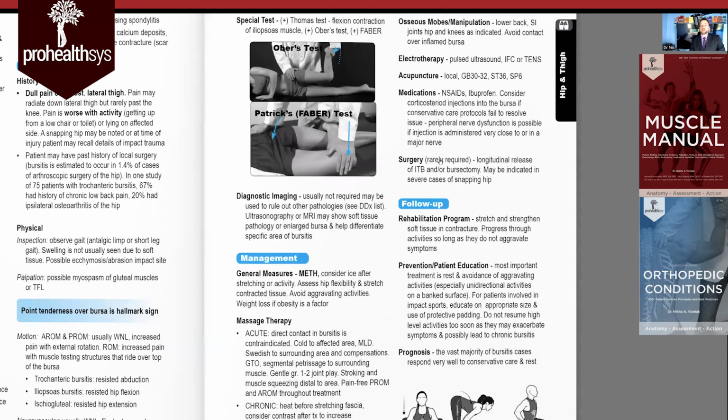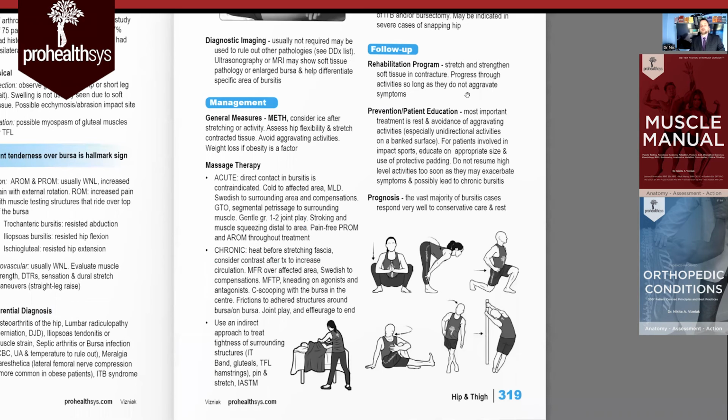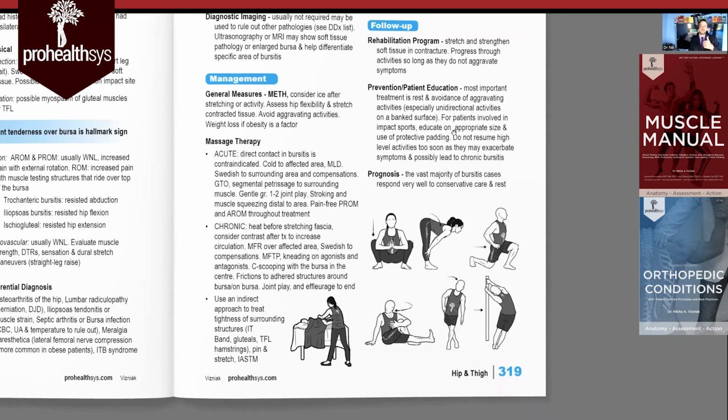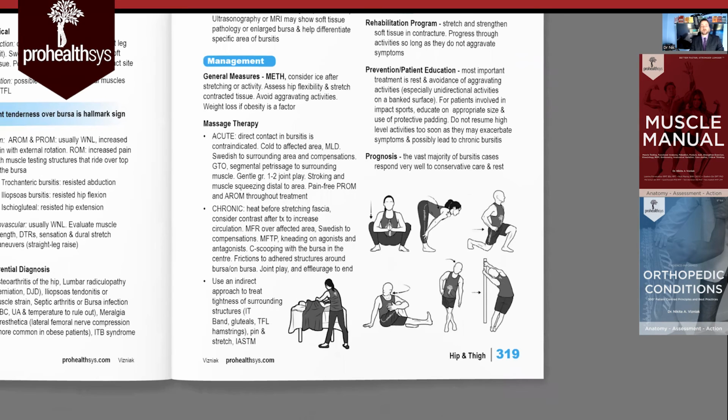So rehab programs, you're going to stretch and strengthen the area, progress through activities as long as they do not aggravate, and that will vary on a case-by-case basis. Each patient is going to be a little bit different. Education is key. Education, empowerment, exercise, and then our manual therapies come in. So appropriateness of size of padding, if their impact trauma is happening over top of the greater trochanter. Do not resume high level of activity too soon because it can make it worse. Especially following surgeries, but they'll have good protocols to follow with that. But again, prognosis, excellent. This thing responds extremely well.